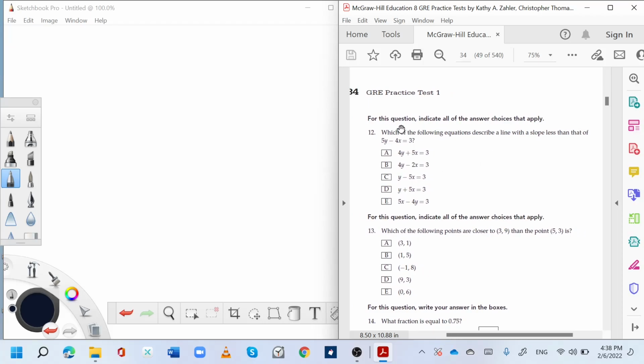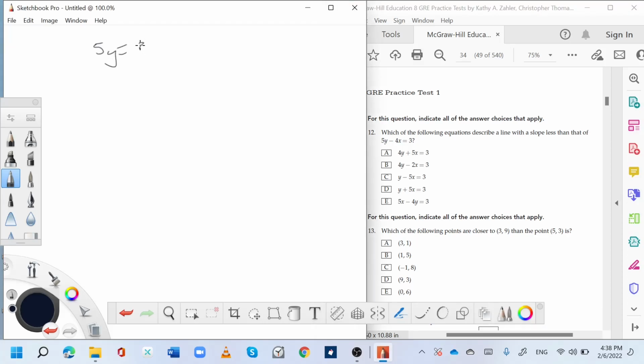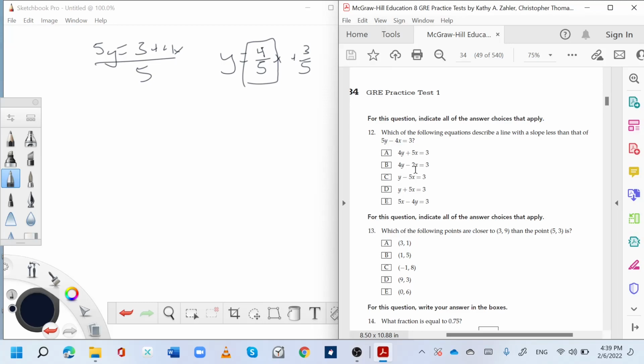Which of the following equations describe, for this question indicate all the answer choices that apply? So, a little bit of trickery, there might be one right answer, there might be more than one. Which of the following equations describe a line with a slope less than that of 5y minus 4x equals 3? So we need to figure out, first of all, what is the slope here? Let's change it to y equals mx plus b. We get 5y equals 3 plus 4x, divided by 5, we get y is equal to 4/5 x plus 3/5. All right, so our slope is 4/5. Slope less than that. So then we just have to go through all of these answers and decide which ones have a slope of less than 4/5. It's just a little bit of busy work.